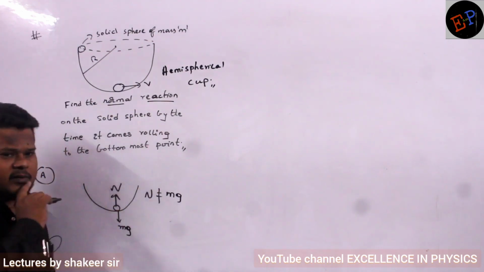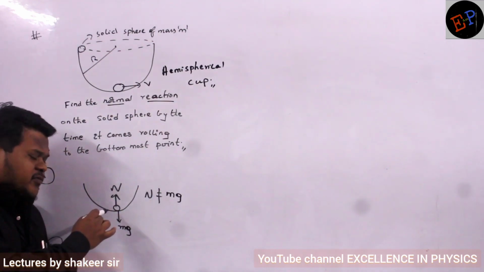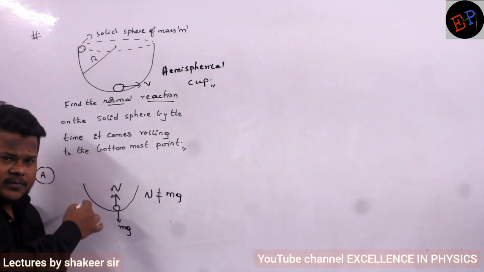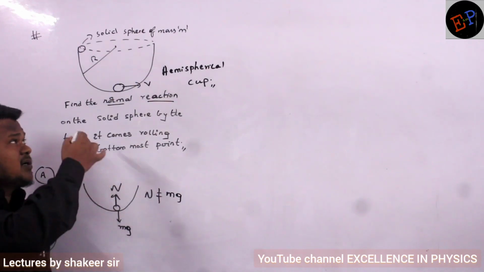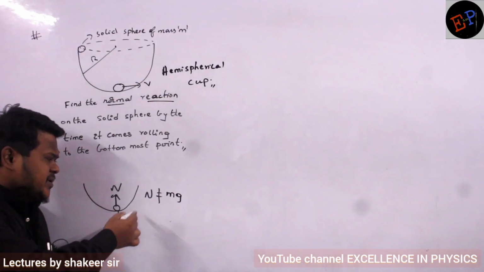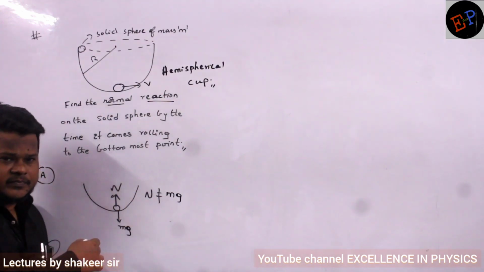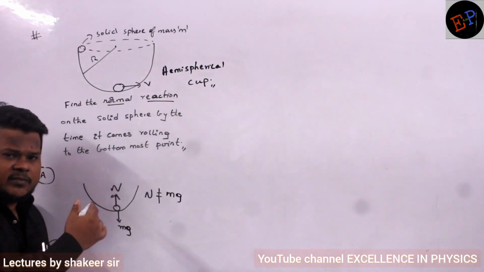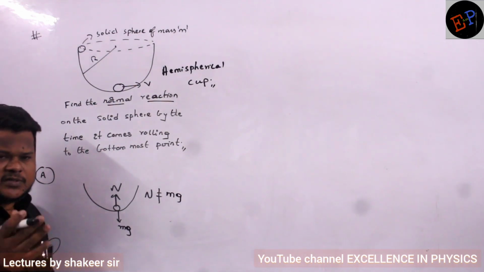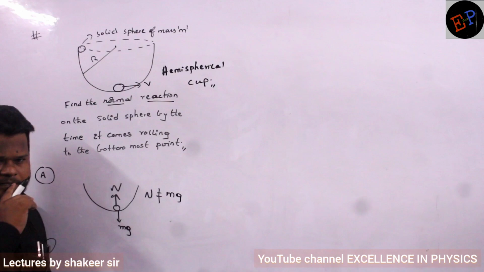N and mg will be equal only when the body is moving in a straight line. But here the body is moving in a circular path, in the hemispherical cup. This is an example of a circle. So this sphere is moving in a circular path. Circular path means definitely the body should have some centripetal force. Without a centripetal force, any body cannot move in a circular path.